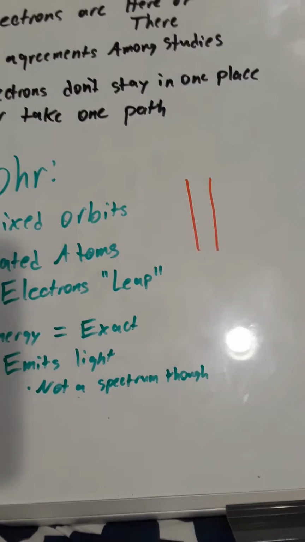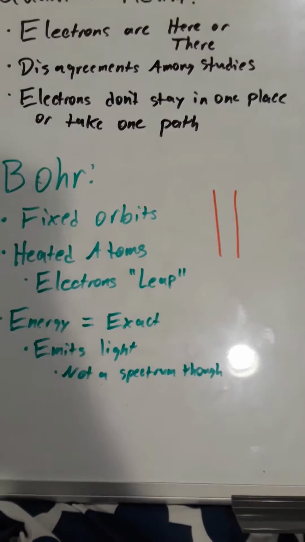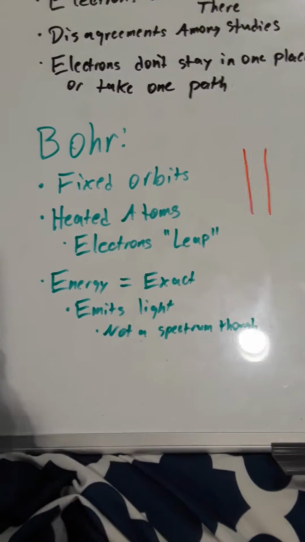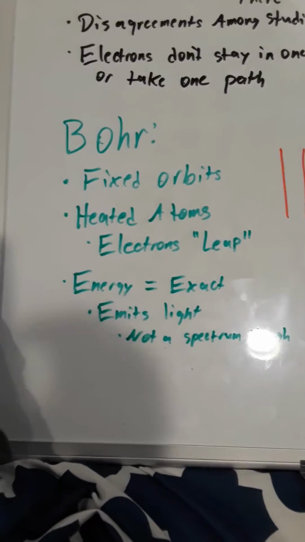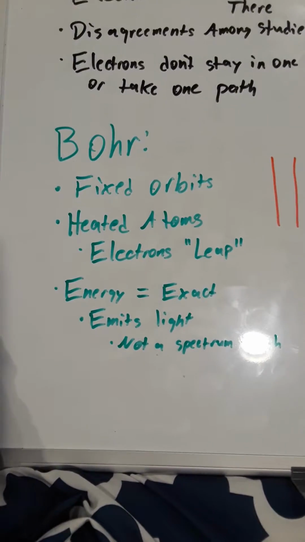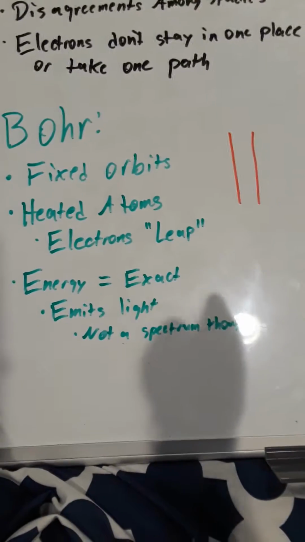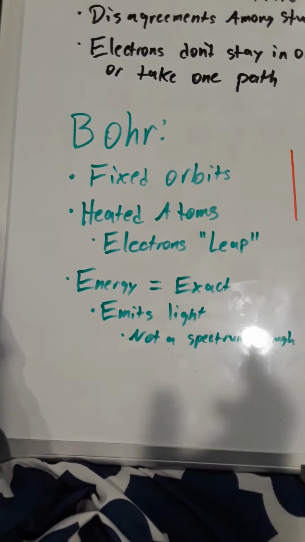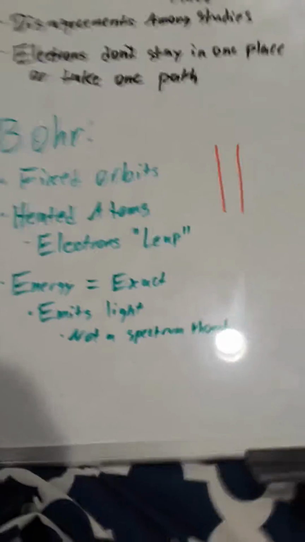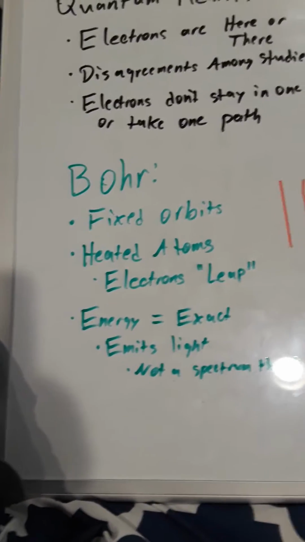So what he theorized was that electrons are constantly jumping from one shell to another shell, and the energy always has to be exact. When it jumps an orbit, it emits light in the form of a line instead of a spectrum, because there are different leaps happening all at once. That's where the term quantum leap comes from. It's from an electron jumping from orbit to orbit.